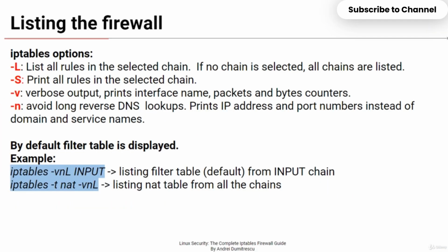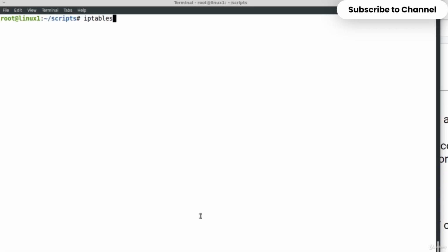In this lecture, we'll take a look at how to obtain information about the iptables firewall. Listing the firewall means showing the tables and chains contents, and that means listing rules, the default policy, and traffic statistics. There are two main options, -S and -L. Let's take a look at some examples. iptables -L.